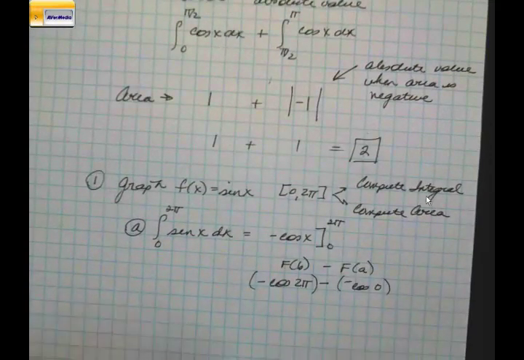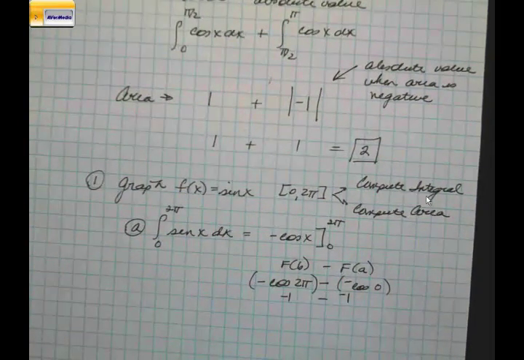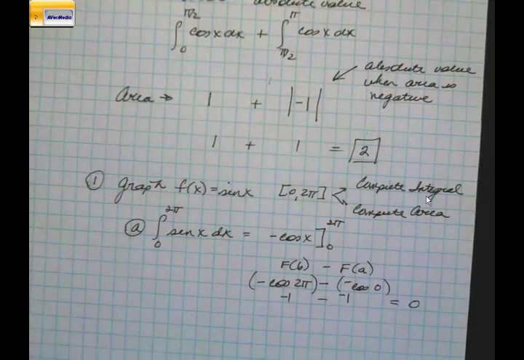Well, cosine at 2 pi is 1, so this is a negative 1. Cosine at 0 is 1, but that's a negative of a negative 1. So it becomes a negative 1 plus 1, which is a 0 amount. So when you integrate it, you get 0. So at that point, you're thinking, okay, this curve, whatever it looks like, must have had the same amount of area above the x-axis as was below the x-axis in order for it to zero itself out.